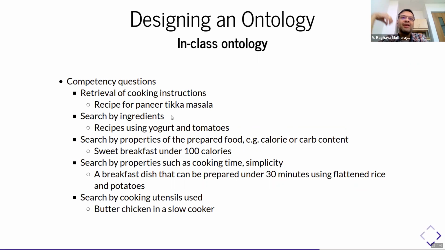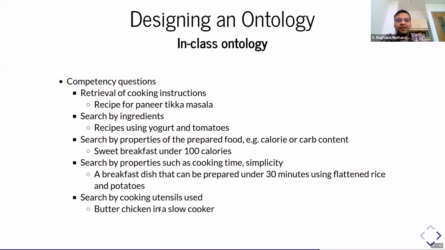Or if you are in a hurry, we can say, give me a list of all the dishes that can be cooked in under 30 minutes using some fixed ingredients. Let's say I have only tomatoes and potatoes with me. So I'll say, give me a recipe that uses only tomatoes and potatoes, and it can be made in under 30 minutes. That's one question that the ontology should answer.